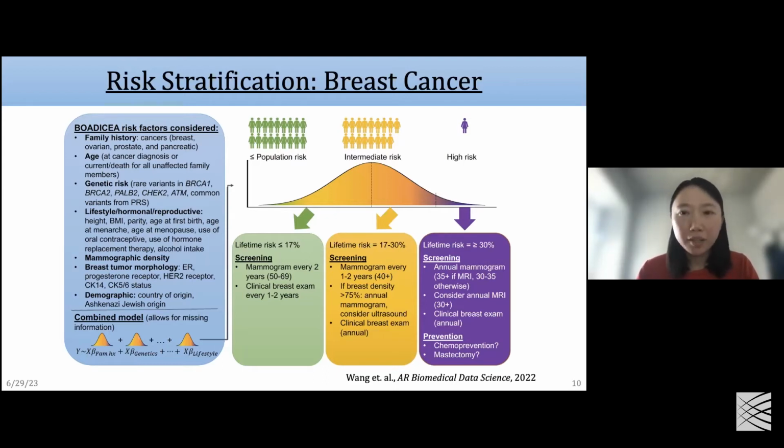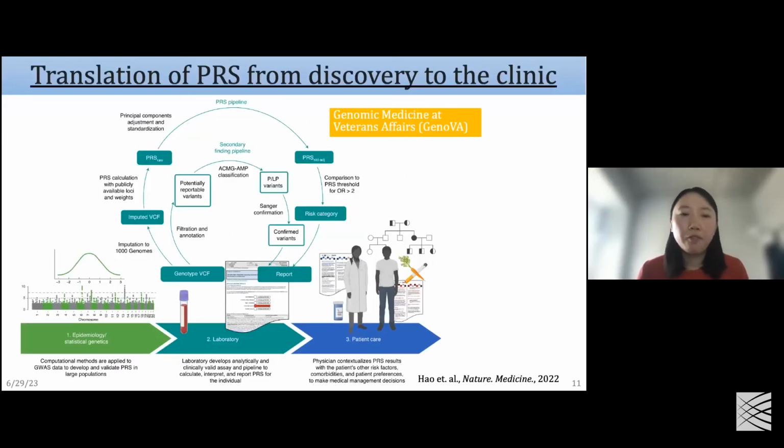So translating PRS from discovery to the clinic may involve different processes. To date, there are a few clinical trials on PRS. Here, I want to mention the one conducted by Genomic Medicine at Veterans Affairs as an example. This trial focuses on traits like breast cancer, prostate cancer, and type 2 diabetes. They summarize the whole trial as 3 different phases.